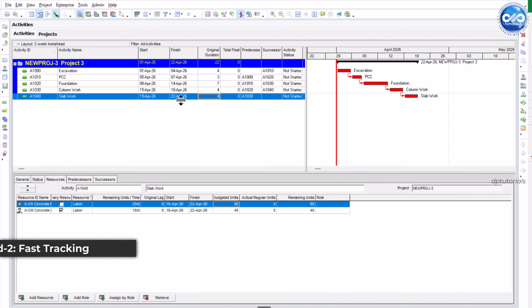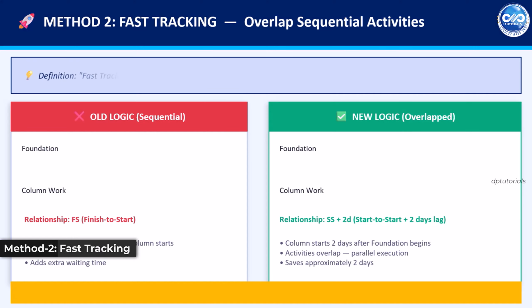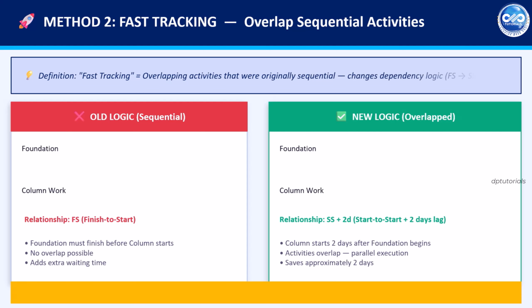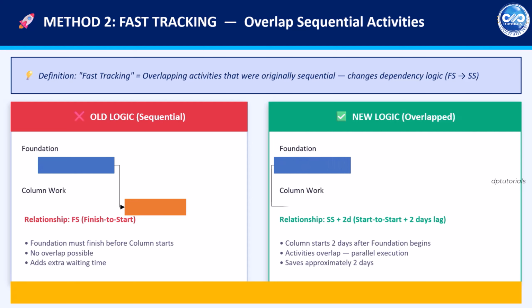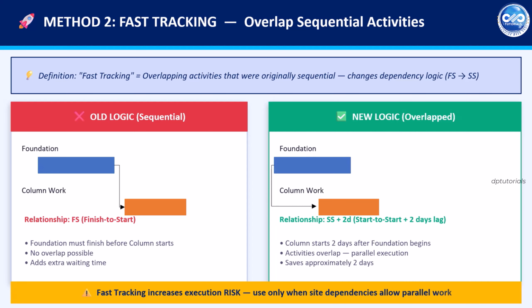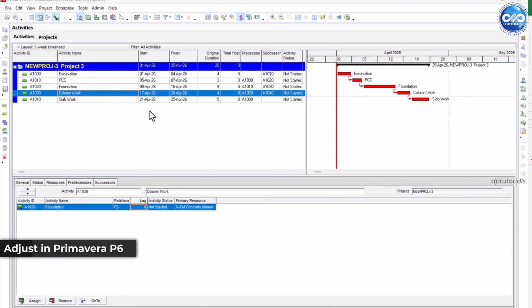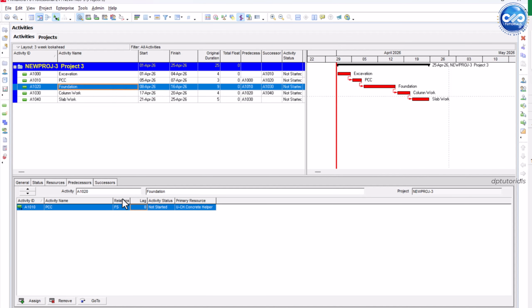Method 2: Fast tracking. Fast tracking means overlapping activities that were originally sequential. For example, column work originally starts after foundation finishes. Change the relationship from FS to SS plus 2 days. This means column activity starts 2 days after foundation begins. Now, column work overlaps with foundation. Slab prep can begin earlier. This can recover another 2 days.